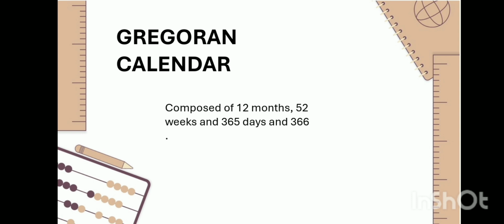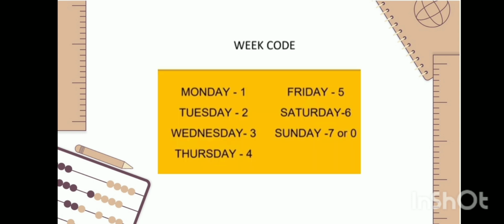Let's start with days. Monday is 1, Tuesday is 2, Wednesday is 3, Thursday is 4, Friday is 5, Saturday is 6, and Sunday is 7 or 0.